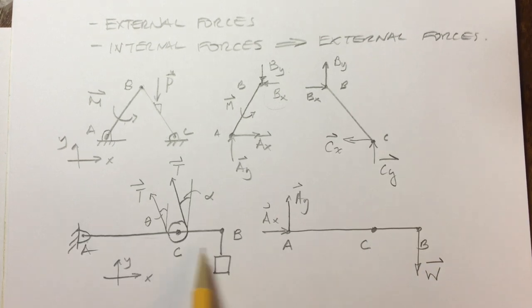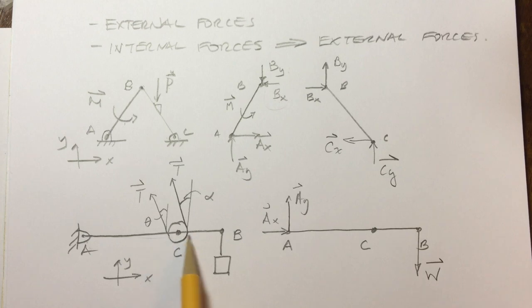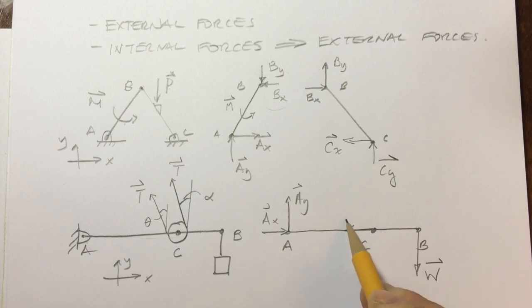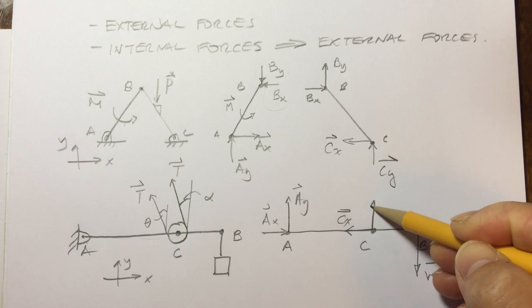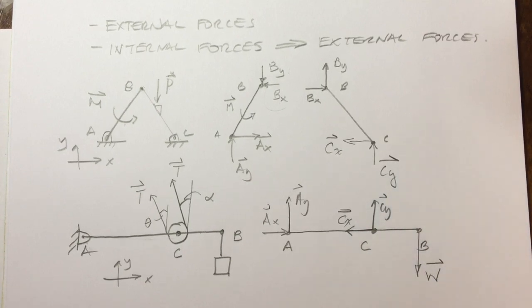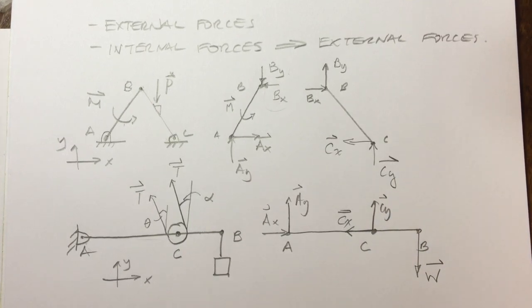And at C, I have the pulley, but I took that off. So at the pulley center is a pin, and that pin prevents this frame from translating in the X and in the Y direction. So I'll just assume it to be going in that direction for the X component and going in that direction for the Y component.